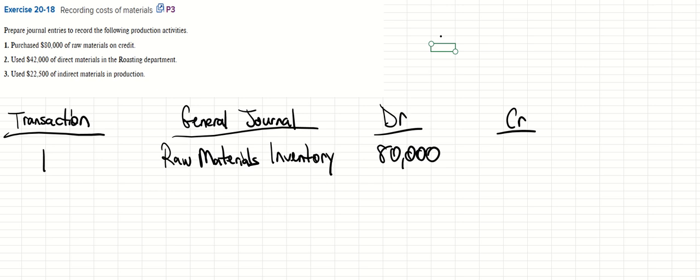And these raw materials were purchased on credit, which means that the account that's going to be credited is going to be accounts payable, for $80,000.